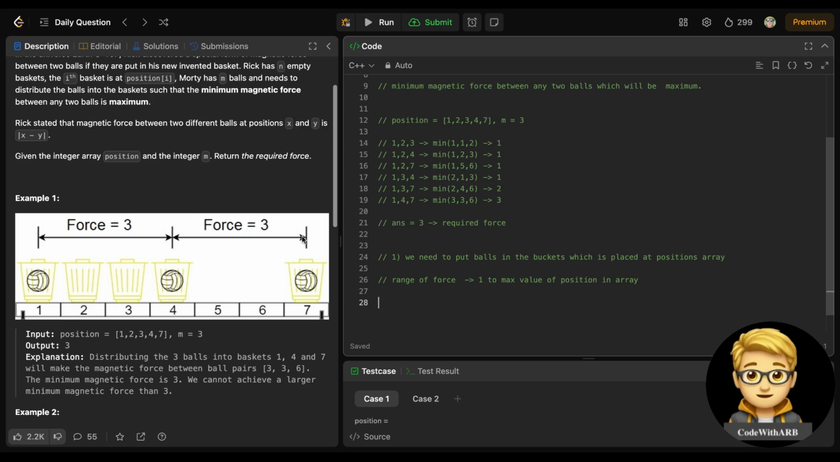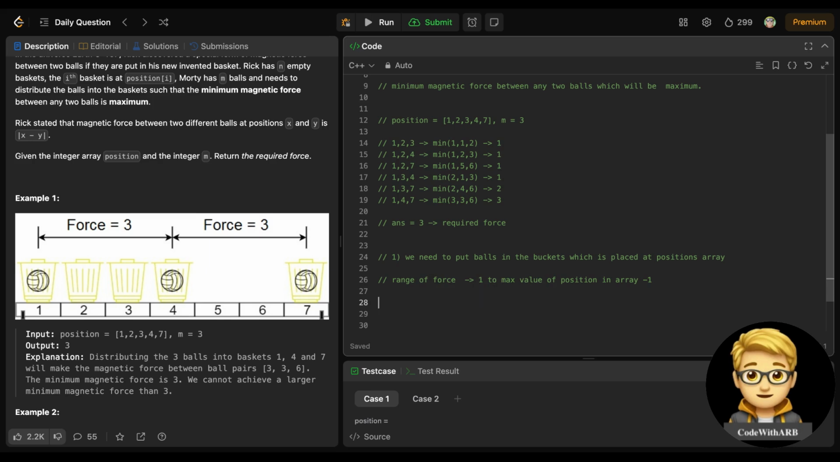But one thing you see is that the magnetic force between two balls at positions x and y would be x minus y. It means the maximum would be max value of position in the array minus 1, right? I'm sure the force will be between 1 and this only. Because all the positions are distinct, the minimum force would be 1, and the maximum force would be max value of position in the array minus 1, right? I'm sure that the answer will be between these only.